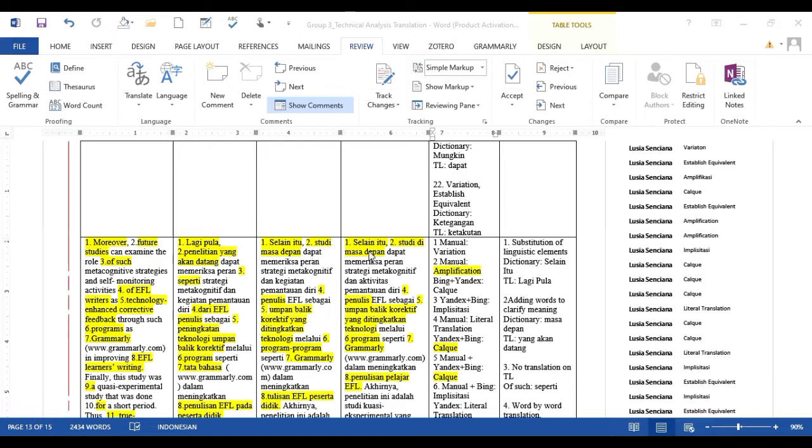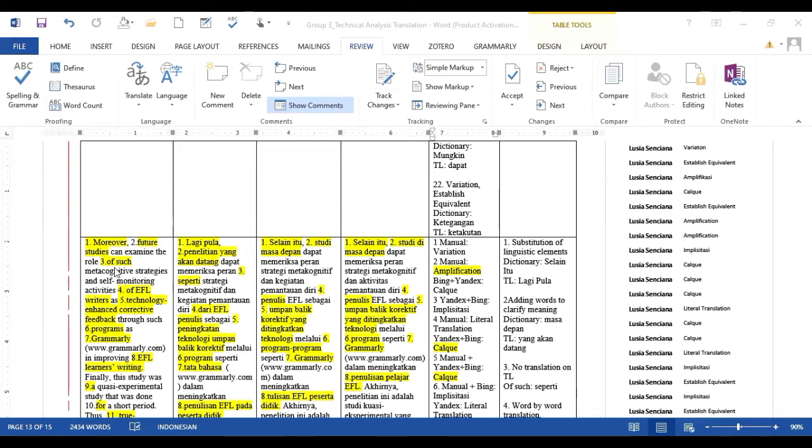And Bing and Yandex use calque, because calque is translated literally. So future studies, if we translate, it's masa depan studi. So in online translator use calque.